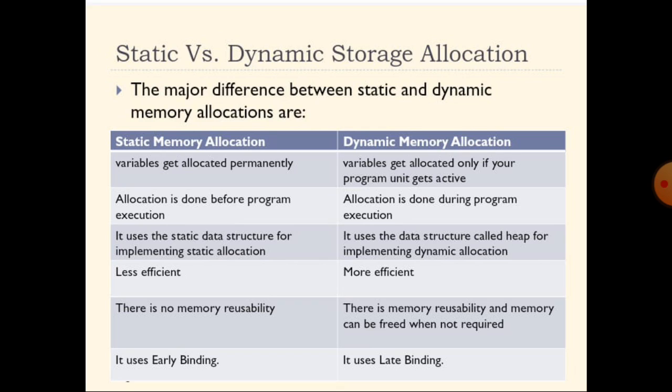And in static, it uses the static data structure for implementing static allocation, and in dynamic, it uses the data structure called heap for implementing dynamic allocation. And static is less efficient and dynamic is more efficient. In static, there is no memory reusability, but in dynamic there is memory reusability and memory can be freed when not required. In static it uses early binding, and in dynamic it uses late binding.